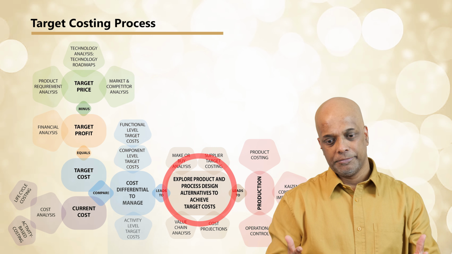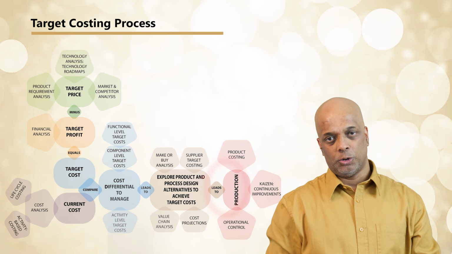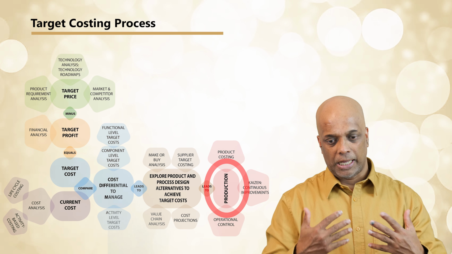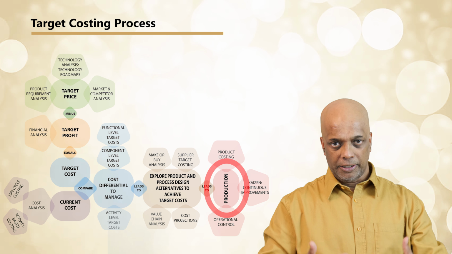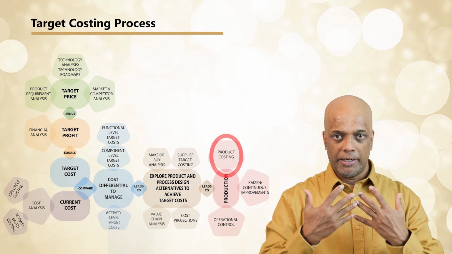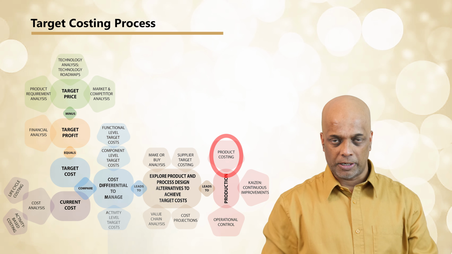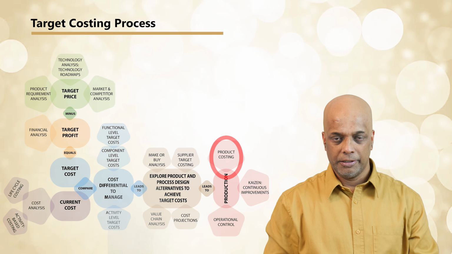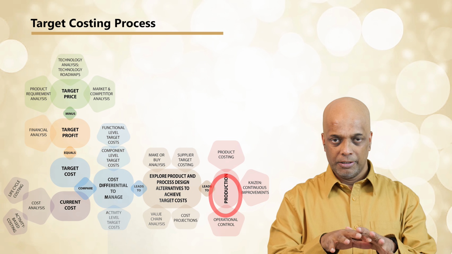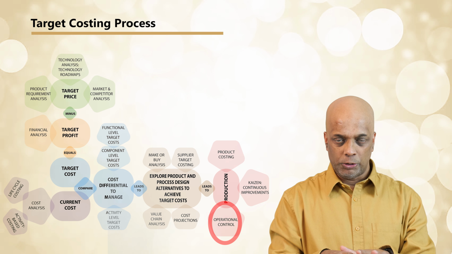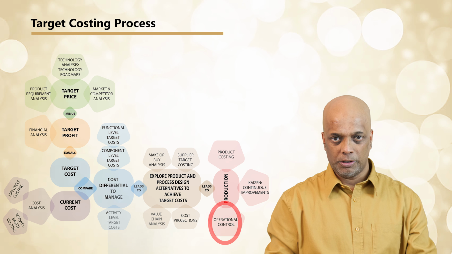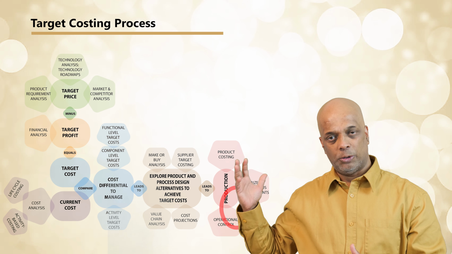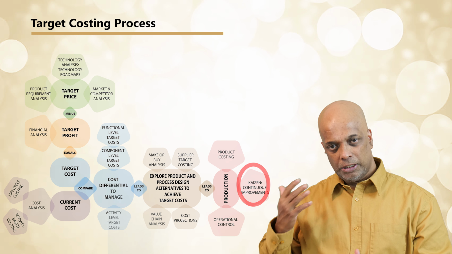Then ultimately, you have to carry out your production and distribution. So when you carry out your production, yet again continuously, in an ongoing manner, you have to keep on costing your product, estimating and calculating the cost of your product. And then you have to keep on having a proper control over your cost, production, and so on. So you need to have operational controls. And then you also have to have Kaizen, or a continuous improvement.